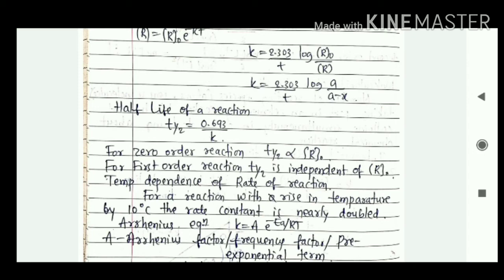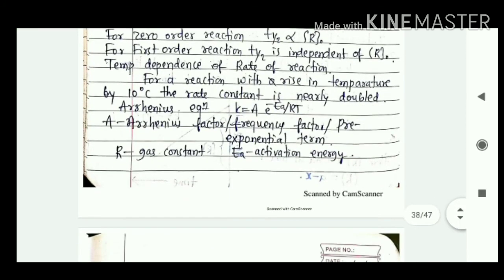For a reaction, with the rise in temperature by 10 degrees Celsius, the rate constant is nearly doubled. Arrhenius equation: k is equal to A e raised to minus Ea divided by R into T. Here A is the Arrhenius factor or frequency factor or pre-exponential term. R is the gas constant, Ea is the activation energy.